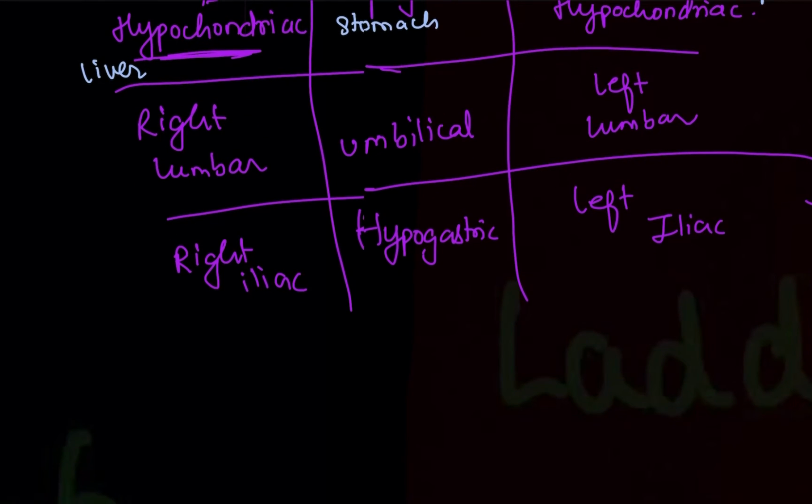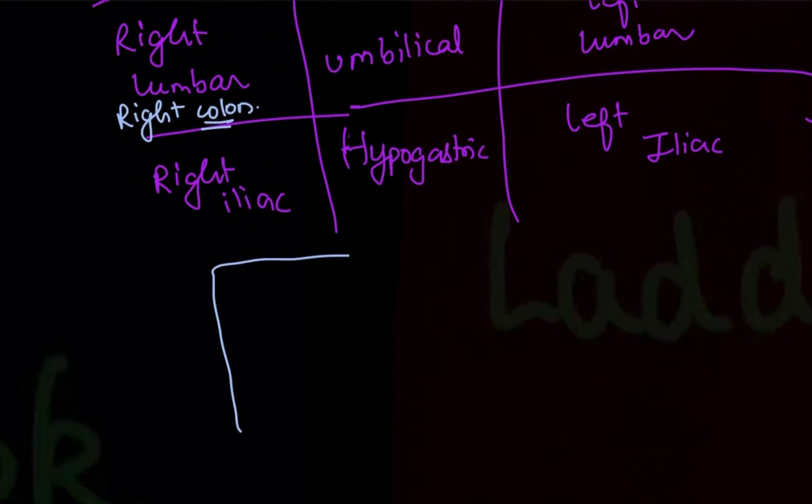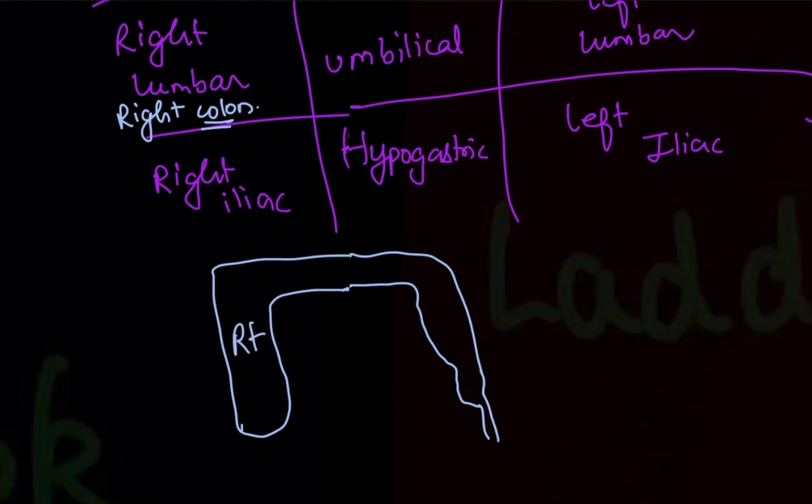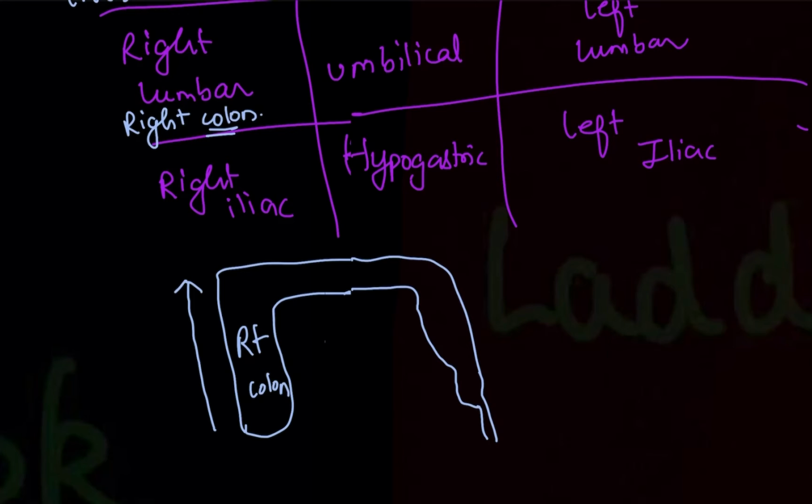In the right lumbar, you have to remember right colon comes. Right colon is the large intestine. Whenever you see the term colon, you have to remember about the large intestine. Now large intestine is something like this, right? So this is the right colon. Now this right colon is going upwards, then it goes transversely, then it goes downwards. So upwards as it is going, it is also called the ascending colon.